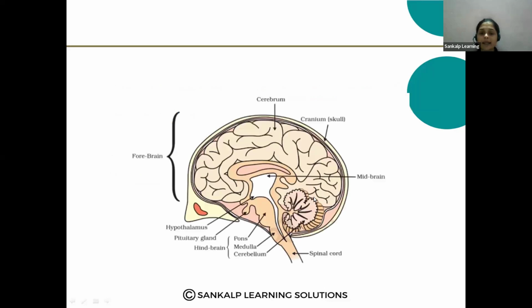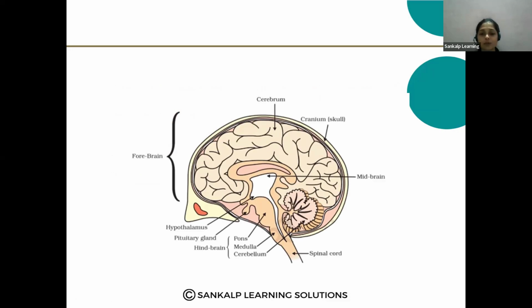So draw the diagram of the brain. Try to draw this diagram, because, as I already told you, if you refer to 5 question papers, in 4 or 5 of them this question is asked for 3 marks. For more marks also it may be asked.